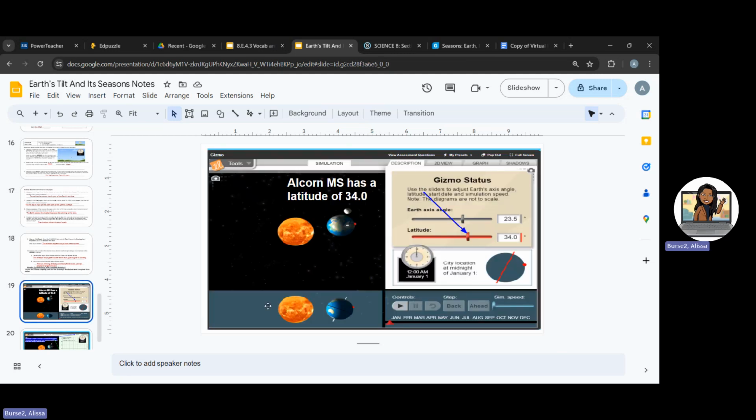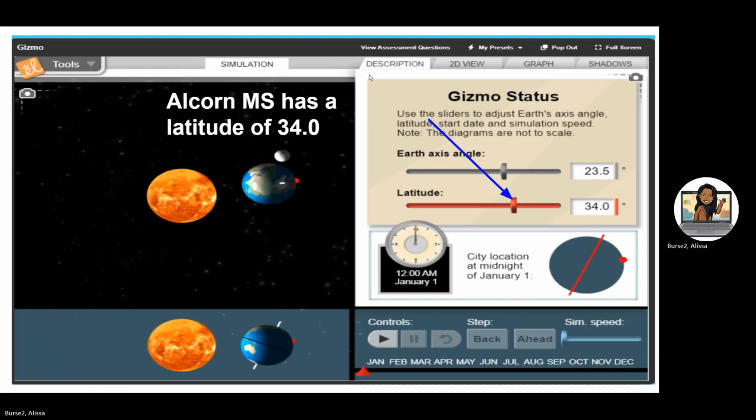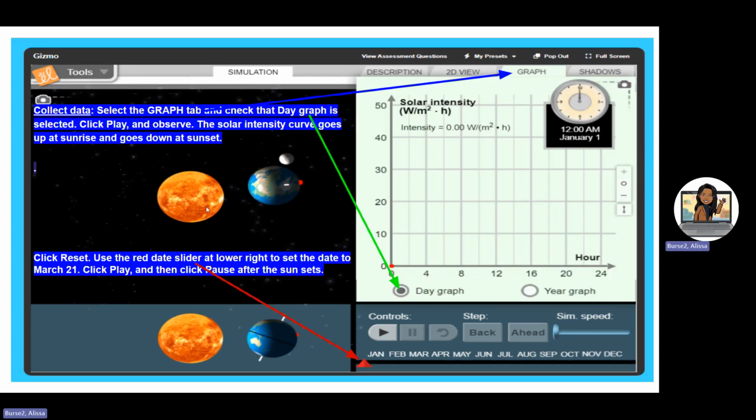When you are doing this gizmo, I want you to keep in mind that Alcorn Middle School has a latitude of 34.0 degrees. That means the lines going from east to west, circling around, the latitude that Alcorn Middle School sits at, that you sit at, is 34. That's going to be important for some of your questions. I'm going to get back to it in a minute.